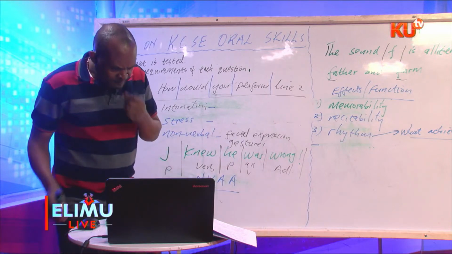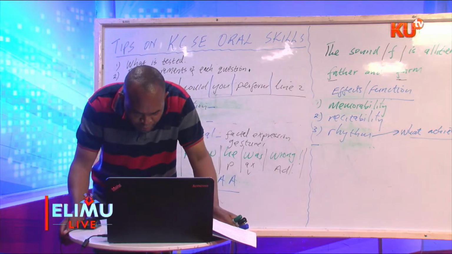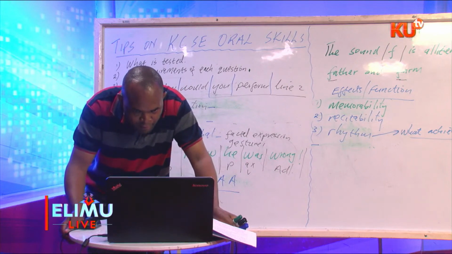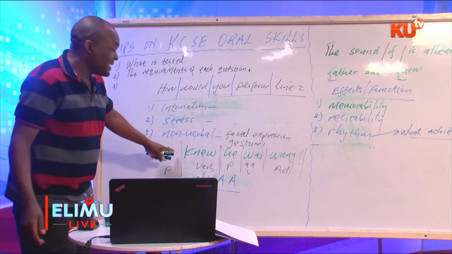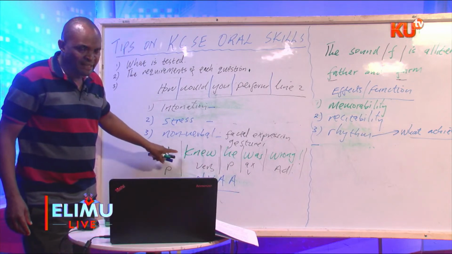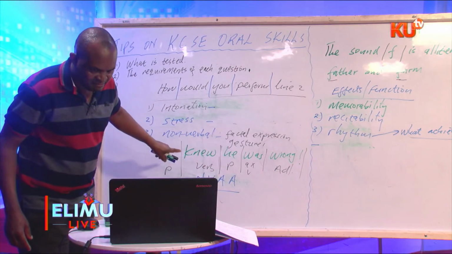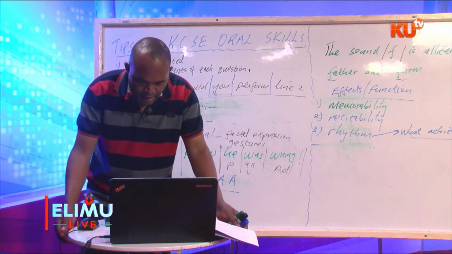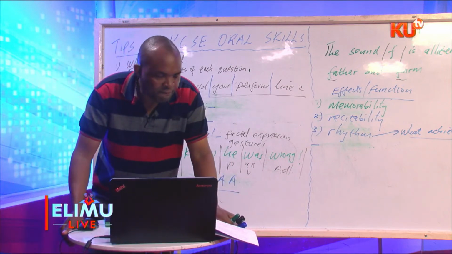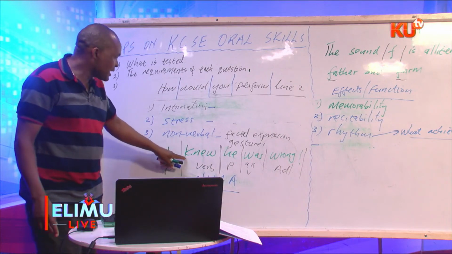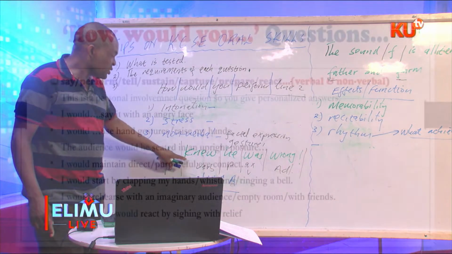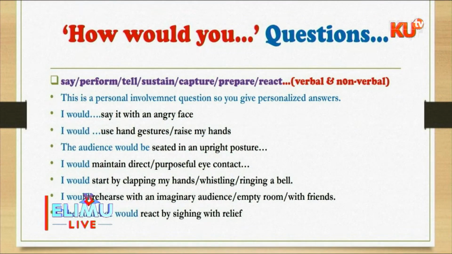When you use the non-verbal, you can say, I would say the statement with an angry face, punching the air for emphasis. I would say the statement with an angry face because you are confirming your suspicion of that person who was wrong, and you put it that way.